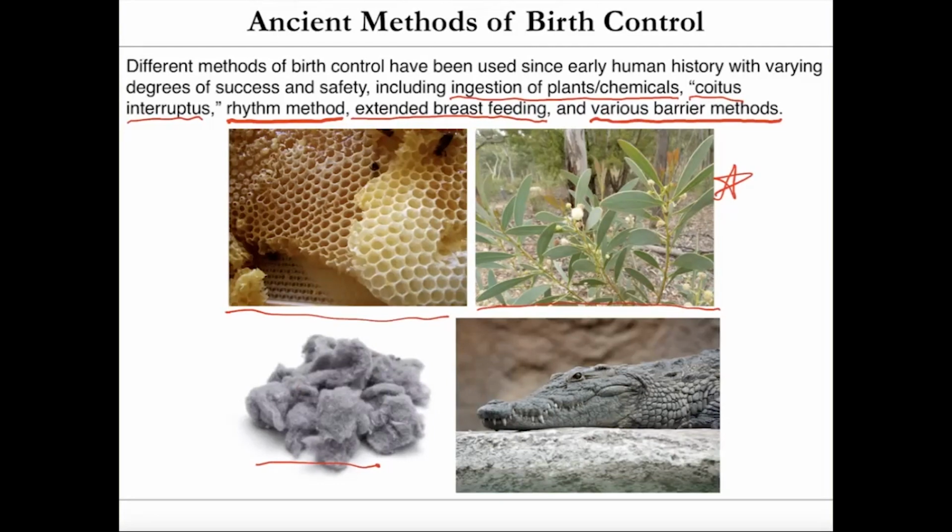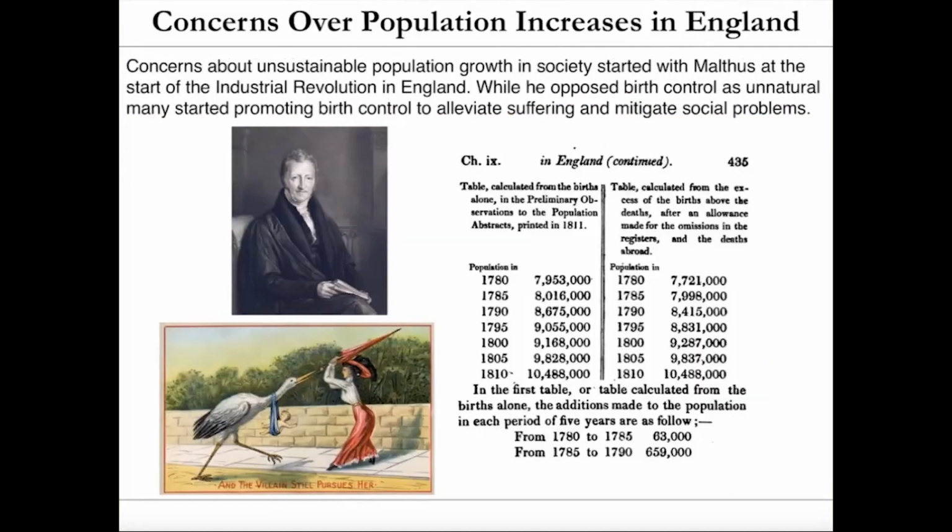A less appealing one would be a mixture of honey, carbonic acid, and crocodile dung. That was also used in ancient Egypt, but it doesn't seem like a very pleasant method for anyone to use. So birth control methods have been around probably for all of human history, and we do have some records from the ancient world. The development of the pill can actually be traced back to the early to mid 1800s in England.